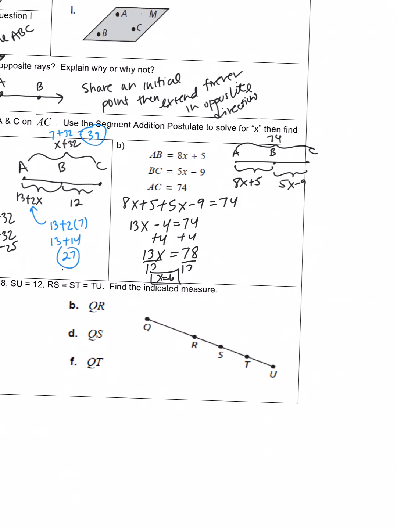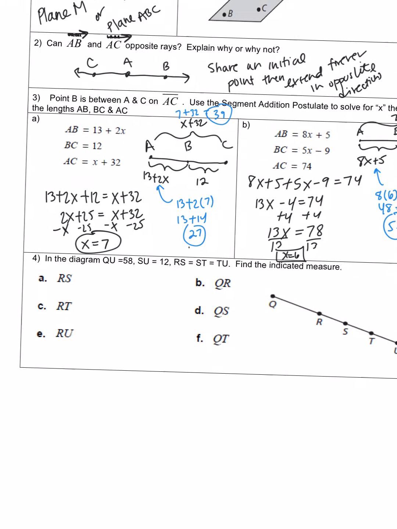Remember, that's not all the question's asking for. It's asking to find the lengths of the segments. So we could plug that back in. 8 times 6 plus 5 is 48 plus 5. That's 53. And 5 times 6 minus 9, that's 30 minus 9, that's 21. And double check. Does 53 plus 21 equal 74? The answer is yes, so we've done a good job here.